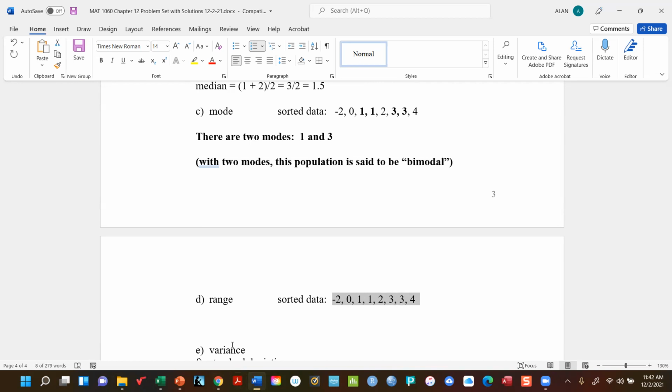And the process is always the same. The range equals the largest value minus the smallest value, which in this case is 4 minus 2, which is equal to 6.